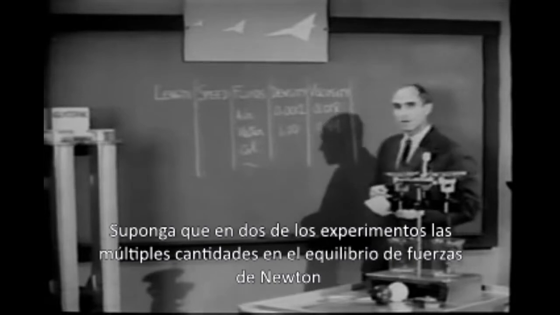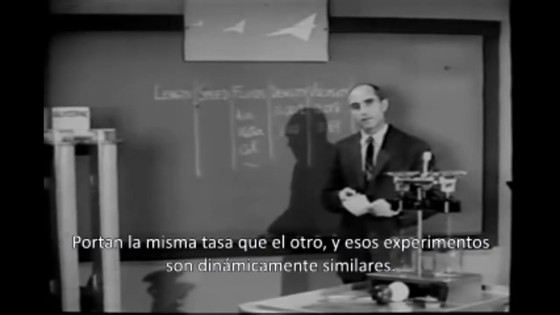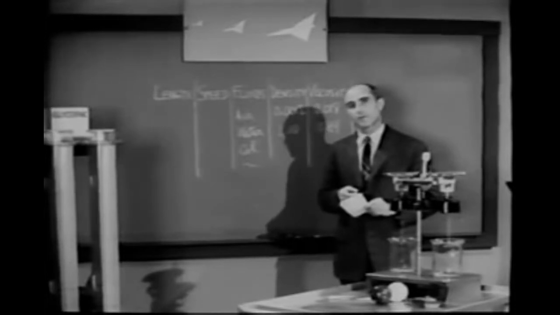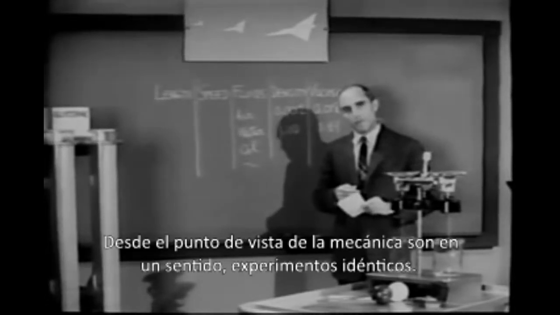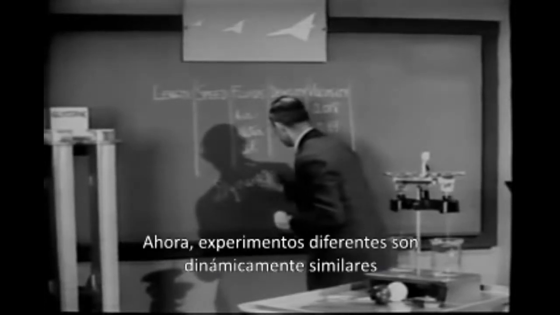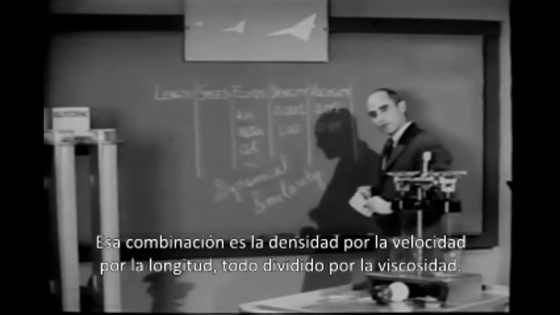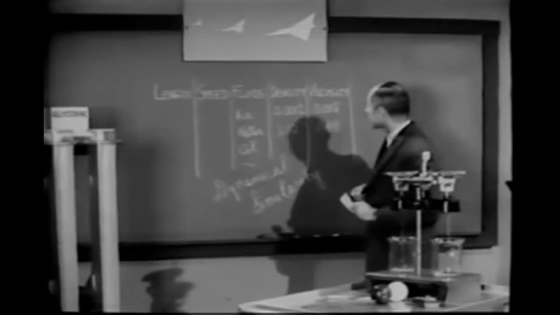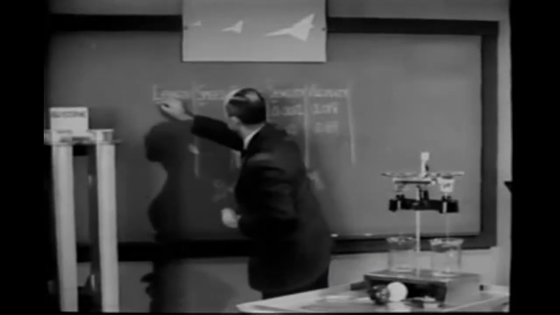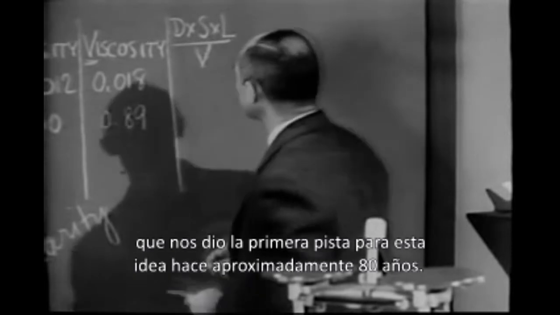Suppose that in two of the experiments, the several quantities in Newton's force balance bear the same ratio to each other. Then those experiments are dynamically similar. And from the point of view of mechanics, they are in a sense identical experiments. Now, different experiments are dynamically similar only if a special combination of these quantities is the same. That combination is the density times the speed times the length, all divided by the viscosity. This ratio is called the Reynolds number, after the engineer-scientist Osborne Reynolds, who gave us the first clue to this idea about 80 years ago.